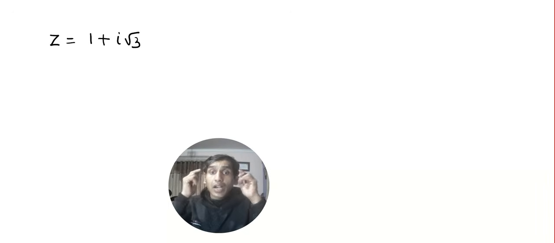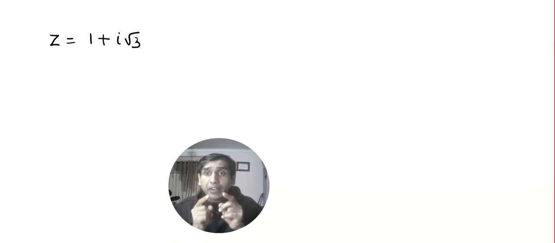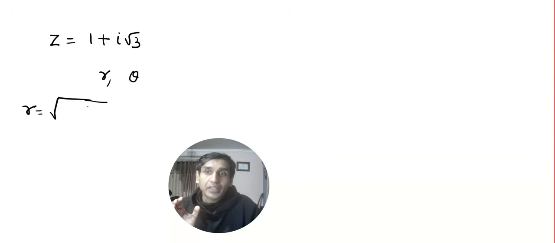Let's do one problem, otherwise you may not understand. Suppose I'm going to give a complex number 1 plus i root 3. I want a super quick method so that I can convert this into the polar form. So all I have to do is find r and theta. Very simple. r is the modulus, the length: root under 1 square plus root 3 the whole square, and that will be equal to 2.